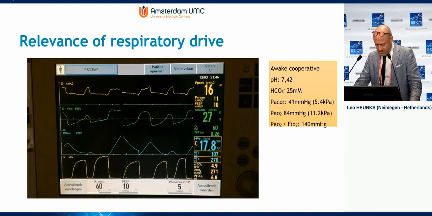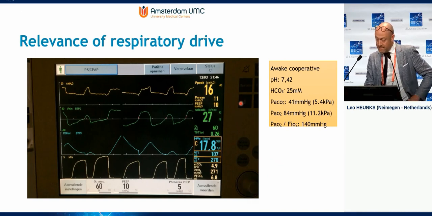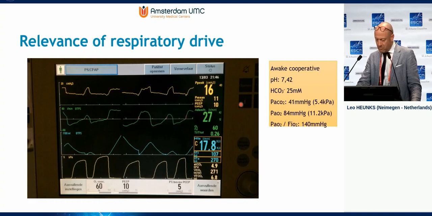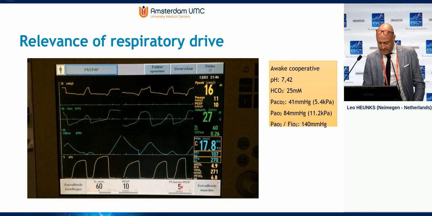And just let's start out with a patient we probably all recognize in our ICU. So right here, this is a man who was awake and cooperative, really. He was reading a magazine while intubated, pH of 7.42, PCO2 low, 41, 5.4, PF ratio 140. He was on 5 of pressure support, as you can see here. And right here, pressure, flow, and volume.